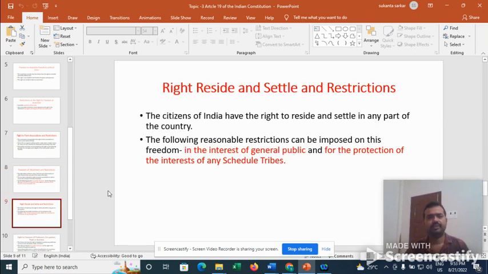Right to reside and settle and the restrictions on it. The citizens of India have the right to reside and settle in any part of the country, and the state can impose reasonable restrictions on this right in the interest of the general public and for the protection of the interests of any scheduled tribes. For the protection of the interests of the scheduled tribes, there is a provision to prevent non-tribals from settling in tribal areas.